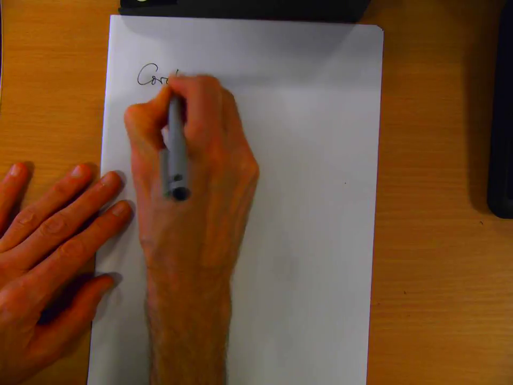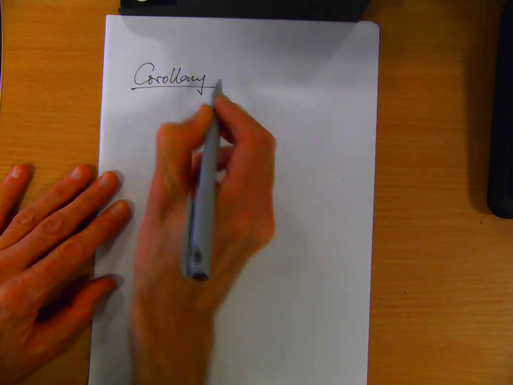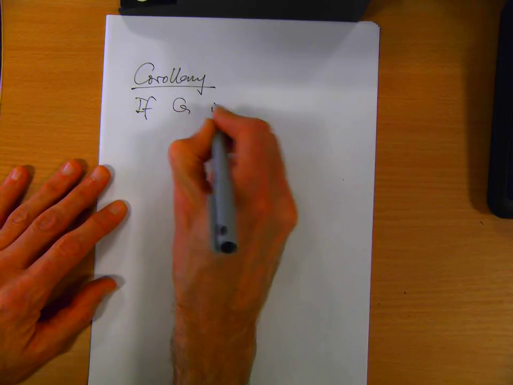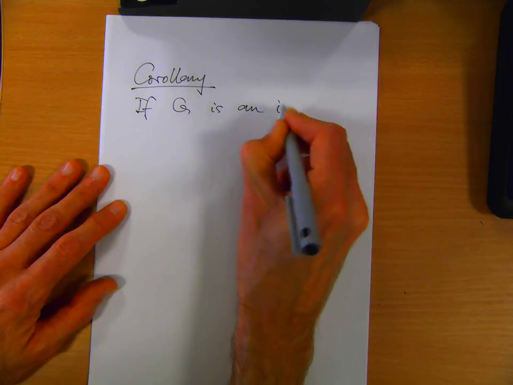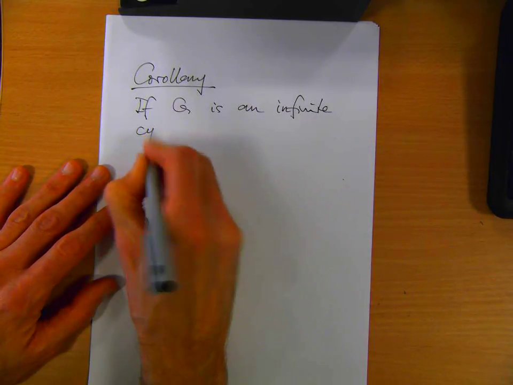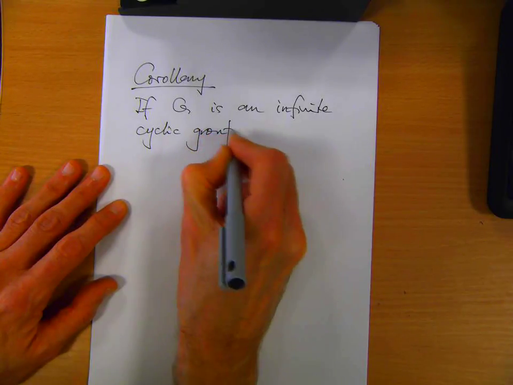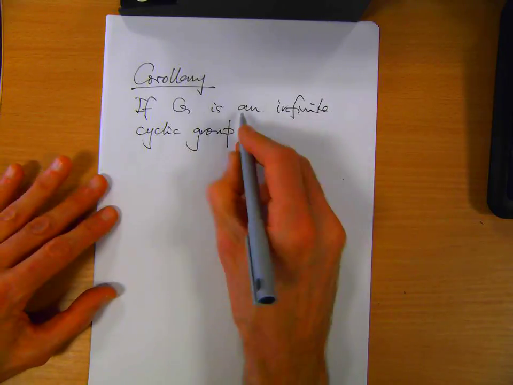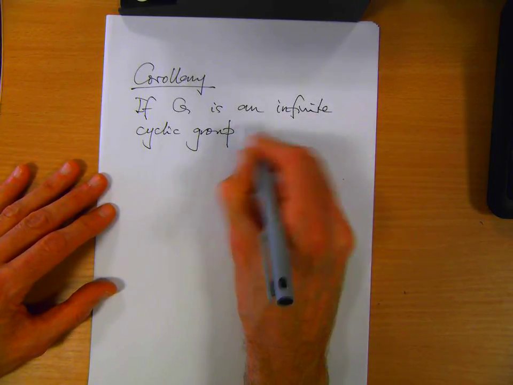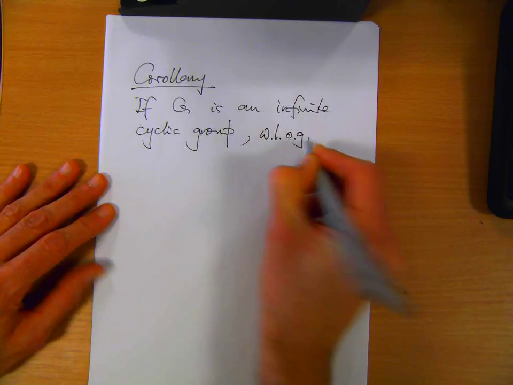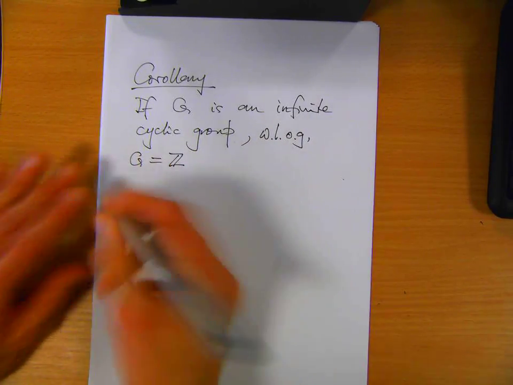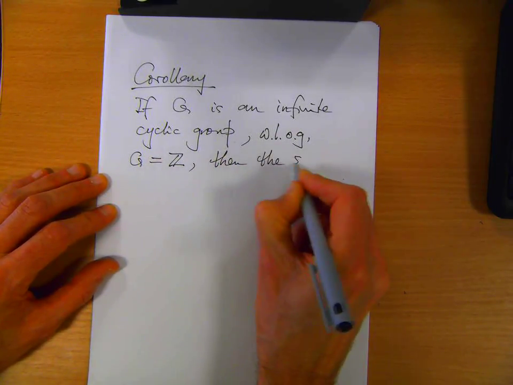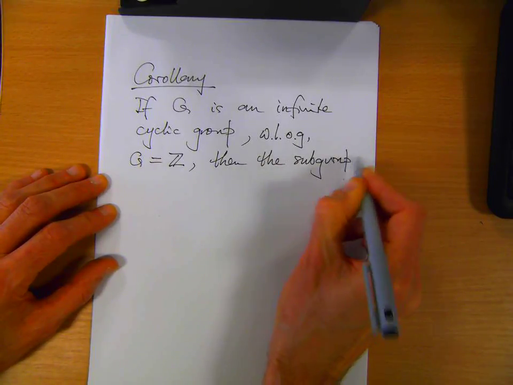So in the case of an infinite cyclic group, a corollary to this theorem, which I also mentioned last time, I think. So if G is an infinite cyclic group, well, since we know that infinite cyclic groups are isomorphic to the integers, I might as well take G to be the integers, because it's equal to Z up to an isomorphism. Then the subgroups can be described precisely.